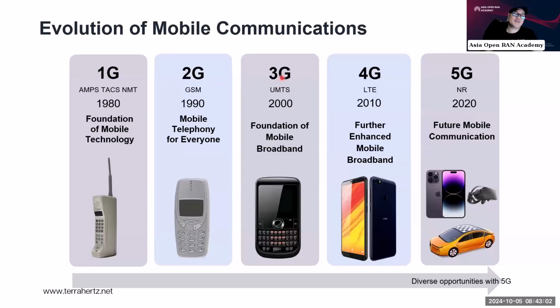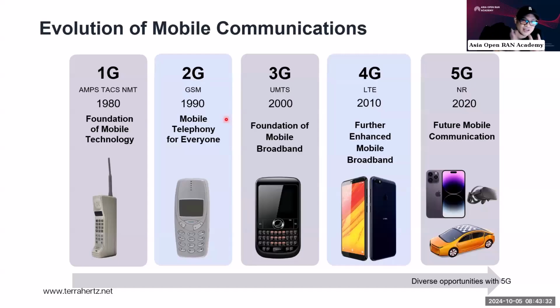UMTS, so Universal Mobile Telecommunications Service. It's a foundation of mobile broadband. Although in 2G, they introduced data connectivity like GPRS, which is around 56 kbps, and EDGE, or Enhanced Data rate for GSM Evolution, which we can have around 384 kbps maximum. But it's not enough for us to enjoy internet services.